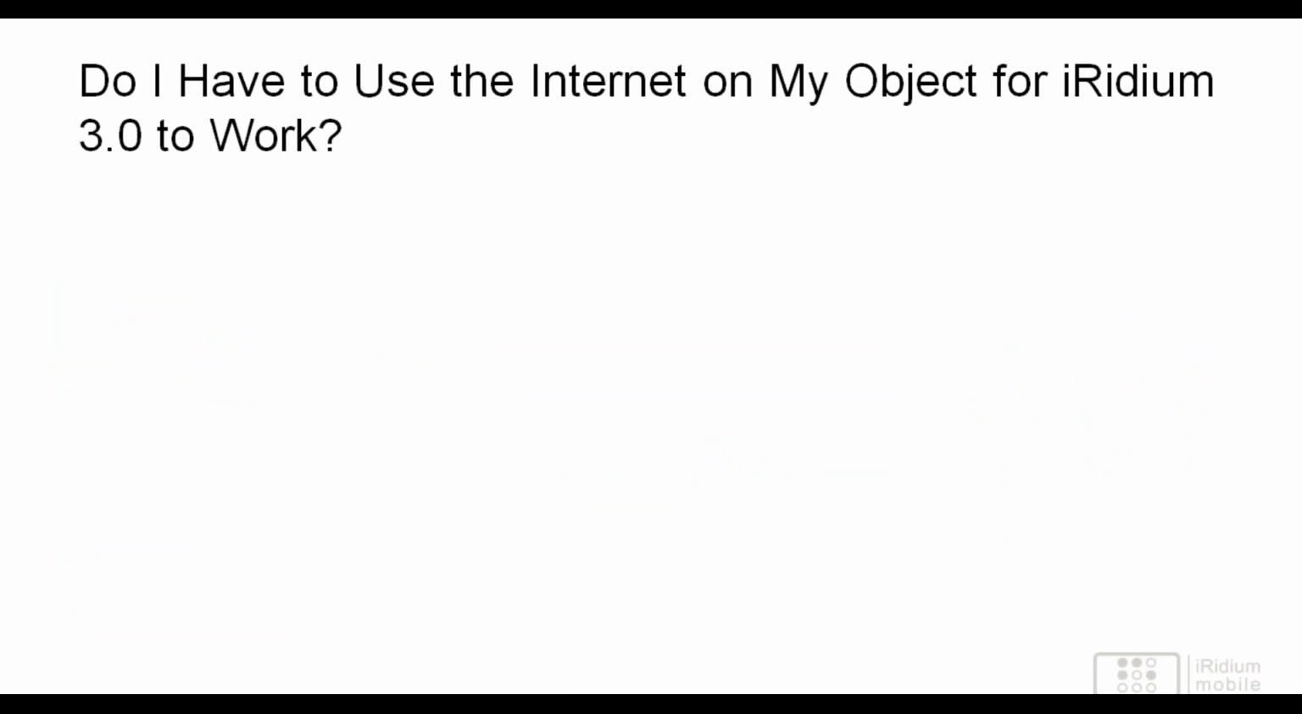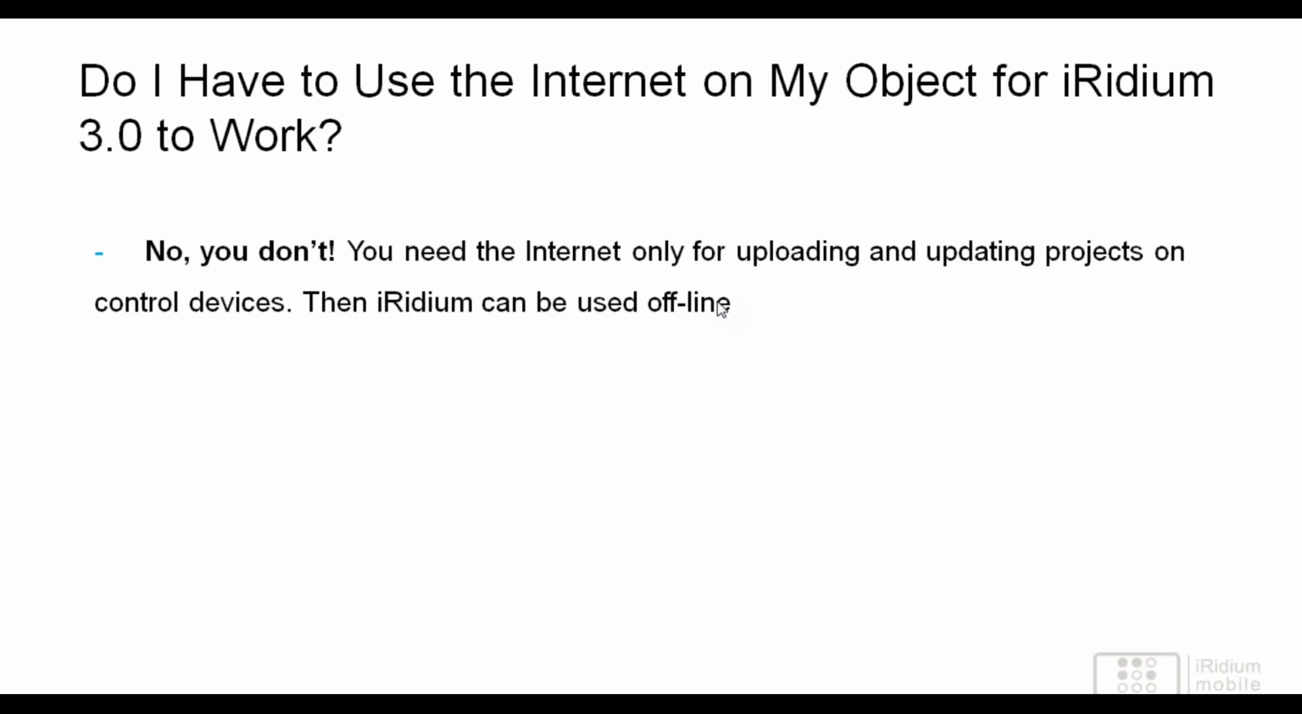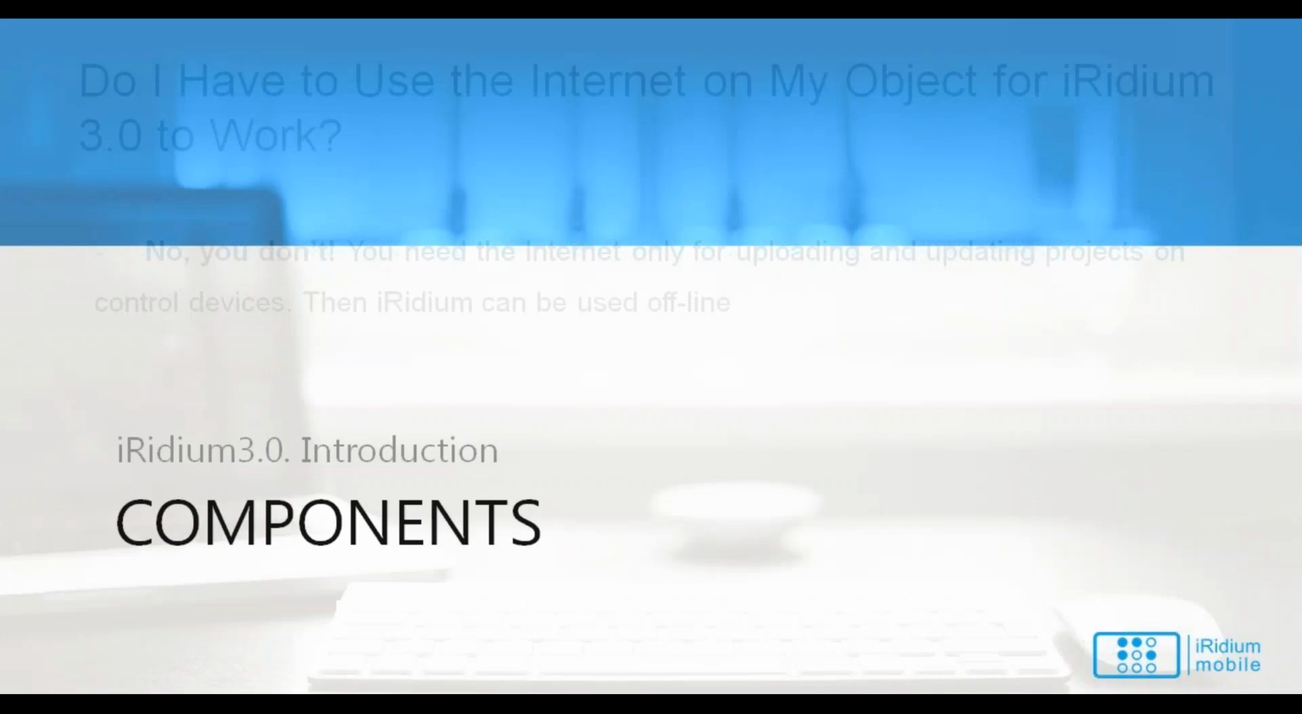Another question, do I have to use the internet on my object for iRidium 3.0 to work with it? On my object means apartments, smart house, smart office, intelligent building, whatever. Because we have iRidium Cloud, and many customers think that it is required to be also always online. So you don't have to be online. The only case you should be connected to the internet is when you upload or update a project on a control device. Then you can work with iRidium offline via local network. So it's not required to be connected all the time.